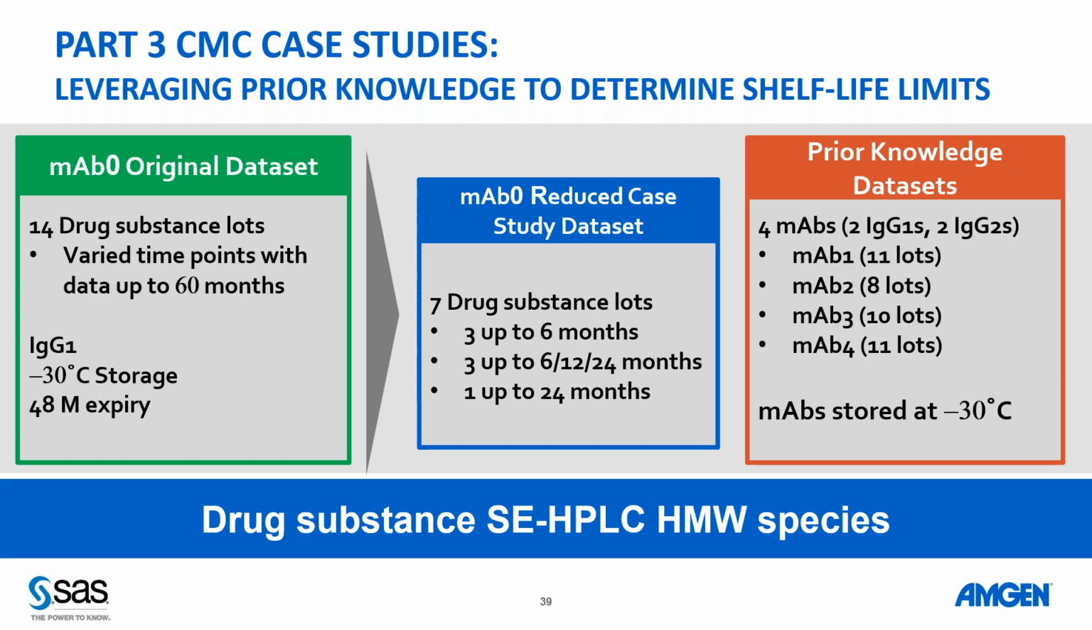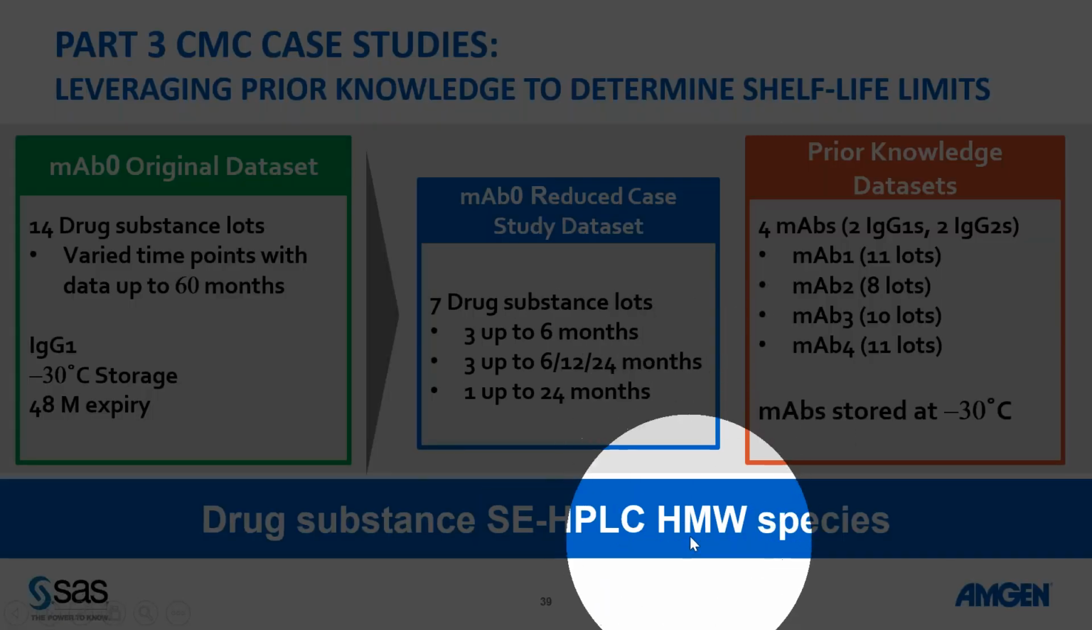And what we're looking at here is the high molecular weight. SE stands for size exclusion. HPLC is the method that is used to measure that. And these are impurities. These are things that we want to control in our product. So high molecular weight, HMW, is a key one.